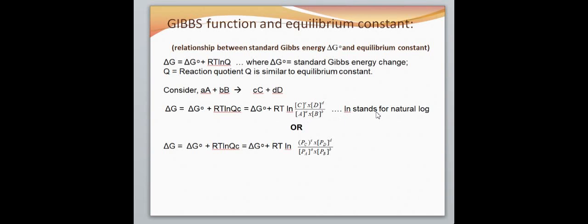Ln stands for natural log. Now this is in terms of concentration. In terms of pressure, this will become Pc^c multiplied by Pd^d upon Pa^a into Pb^b. So here the reaction quotient, you can clearly see, is relatable to what we know about the equilibrium constant, which is nothing but the ratio of the products of the concentrations of the products to the concentrations of the reactants in the denominator. So that's the relationship between standard Gibbs energy and the equilibrium constant.